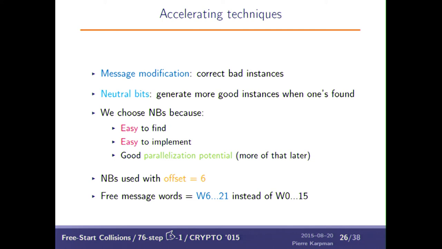And so I said that I would do things with an offset. I didn't mention so far what the offset was exactly. The most important one is for the neutral bits, and it's an offset of 6. So it means that instead of using freedom in message words W0 to 15, I do it from W6 to 21. So I got somehow 6 extra steps from using this starting in the middle free start thingy.